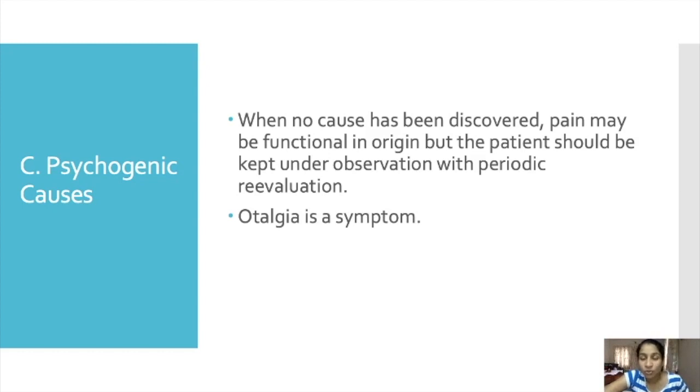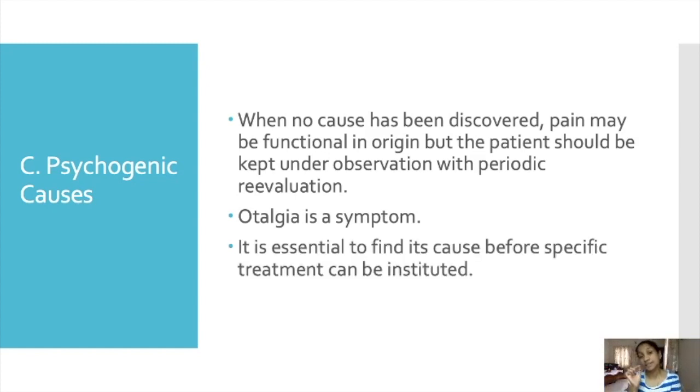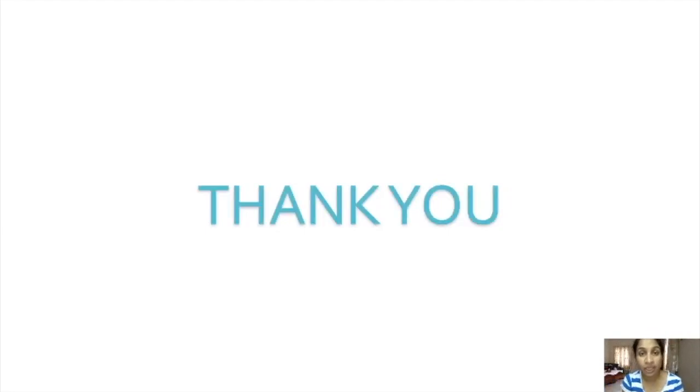Otalgia, or ear pain, is a symptom of other diseases, so it is essential to find its cause before specific treatment can be instituted. In this section, we are giving importance to the causes of ear pain, because it is a symptom. So that's about otalgia. Ear pain can be due to a local cause, a referred pain, or psychogenic causes also. We have to find out the cause, and then give the treatment. Thank you.